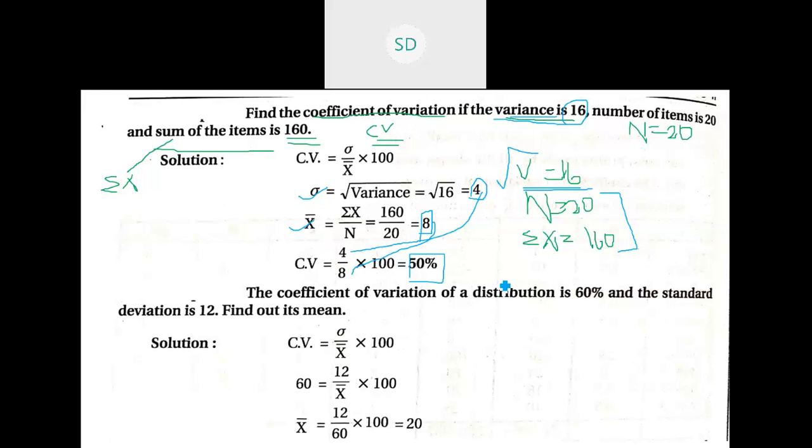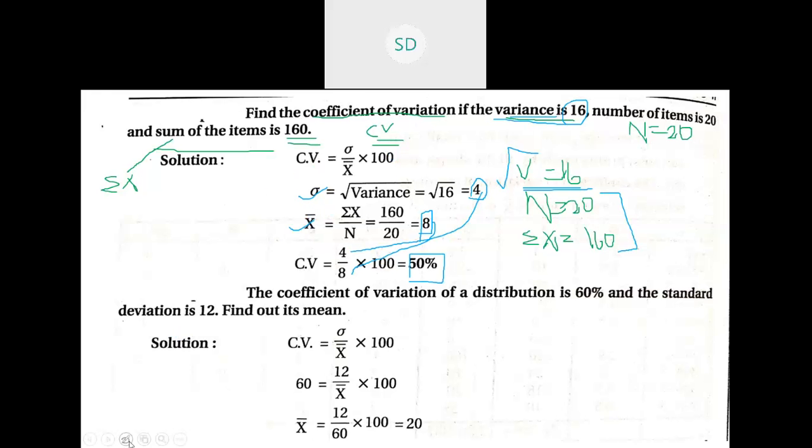Such questions can be asked for 2 marks, and out of 5 papers, in 3 papers they have asked such questions for 2 marks. These are very easy and scoreable, so it's always good if you know how to calculate such questions.